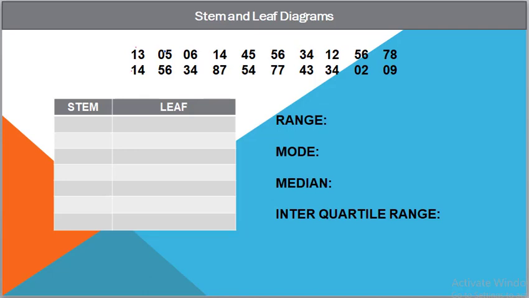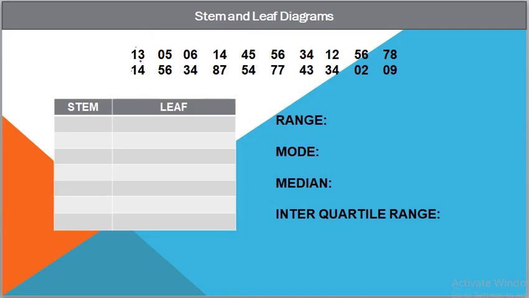So the stem is nothing but what is left after removing the rightmost digit, which is the leaf. If I talk about this example, 13, then 1 is the stem and 3 is the leaf. If it is 05, then 0 is the stem and 5 is the leaf. So we have to arrange the entire data in the stem and leaf format.